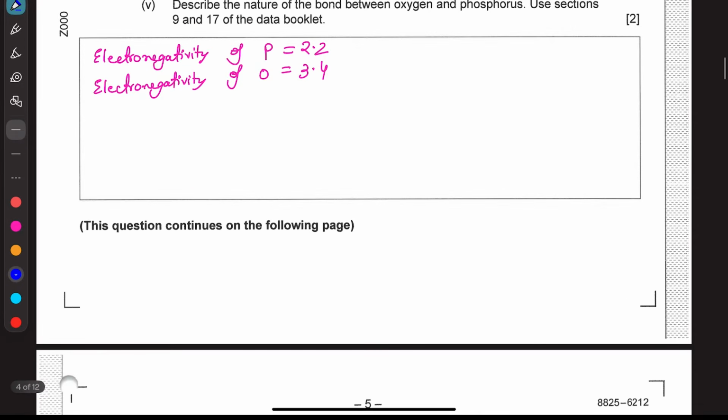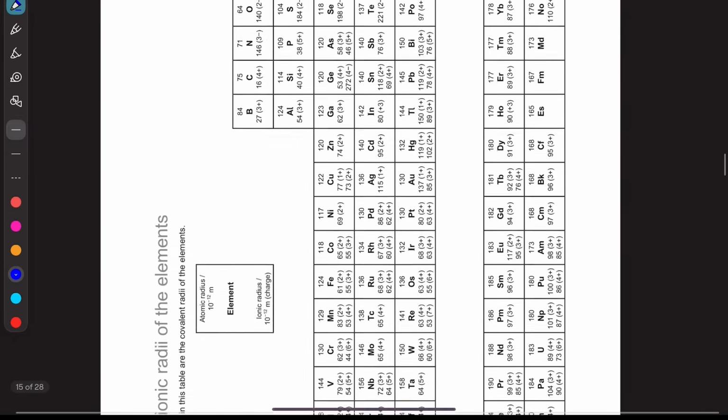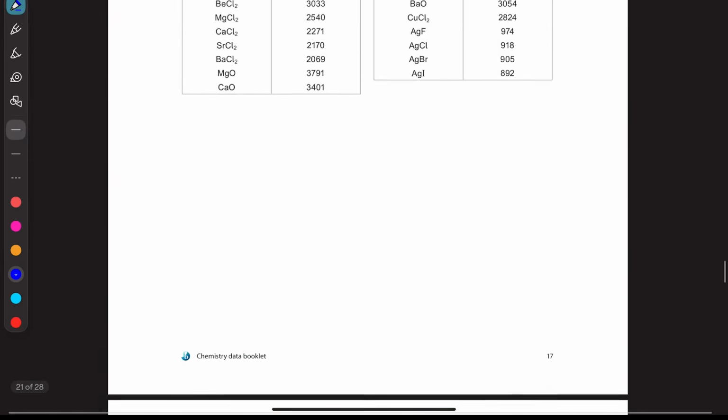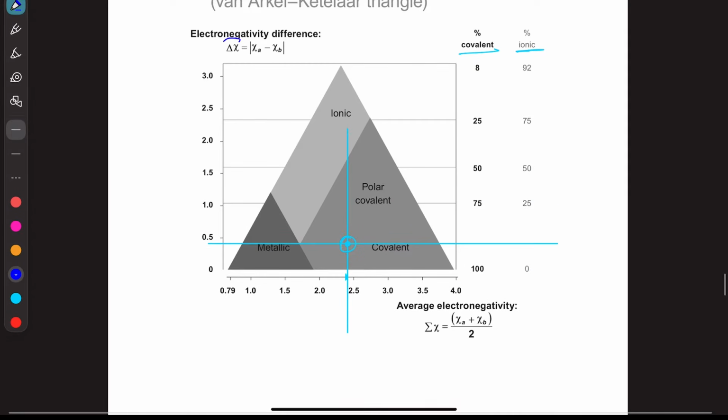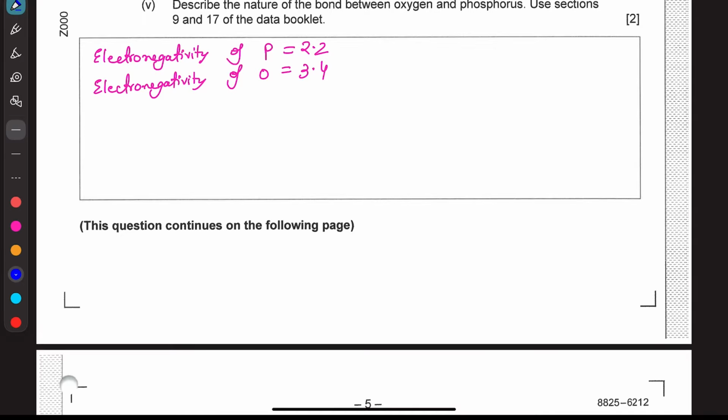Now, for the bonding triangle in section 17, we need two things. We need the difference and we need the average. Delta chi will be the modulus of 2.2 minus 3.4, which is 1.2. And the average is 3.4 plus 2.2 divided by 2, which is 2.8. The difference is 1.2, the average is 2.8.